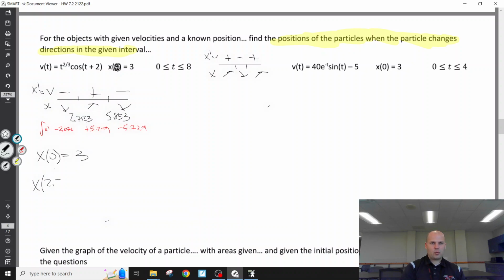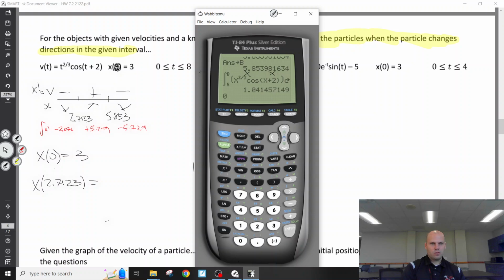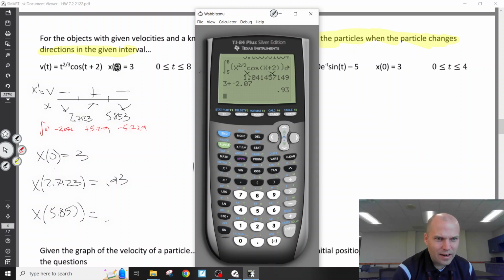That means X of 2.7123 when we first change positions is 3, which is my position, plus negative 2.077, 0.93. Then if we want to find my position at 5.853, I would add 5.219 or whatever, 259, whatever that number is, to that number. To say, I went to the left, I started at 3, I went to the left 2, I went to the right 5. This is how much my position is decreasing, how much my position is increasing. This is so important. I don't even know if this is right.